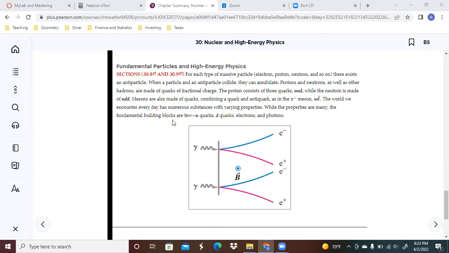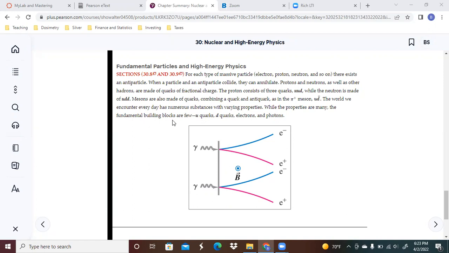Protons and neutrons, as well as hadrons, are made of quarks of fractional charge. The proton consists of three quarks, an up and up and a down, while the neutron is made of an up and a down and a down. Mesons are made of quarks, combining a quark and antiquark, as in the pi plus meson.